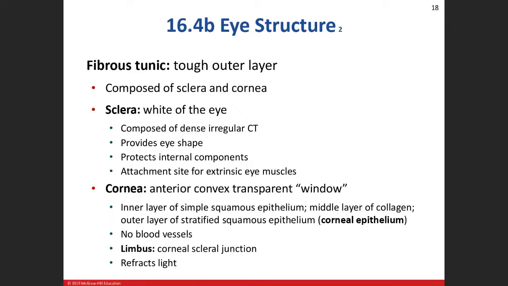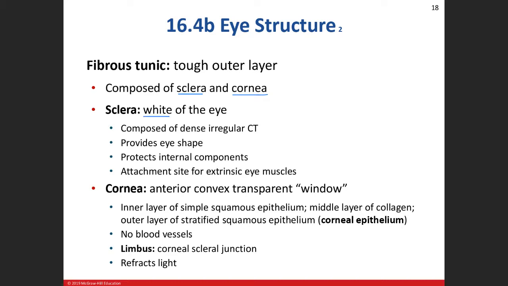Okay, so we're going to start with the outermost layer, and then we'll work our way in. We're going to start off with the fibrous tunic, all right? Fibrous because it is made up of a dense fibrous type of connective tissue, all right? So first of all, the fibrous tunic is made up of the sclera, which is the white of your eye, and the cornea, okay, which is directly over the iris and the pupil there.